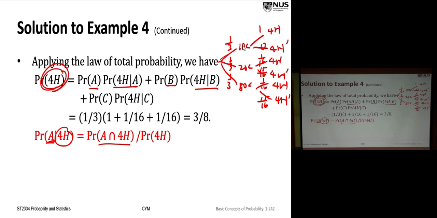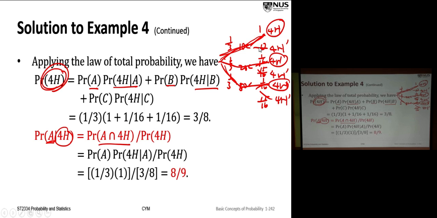So the probability of getting 4 heads: you get 4 heads through this path, this path, and this path, and you have to add up the probability of these 3 paths. Now, knowing that we have 4 heads, it's from either this path, or this path, or this path. So the question is, what's the chance that it is from the first path, from the 10-cent coin? We look at this path's probability over the probability of getting 4 heads. So the answer is 8 over 9.